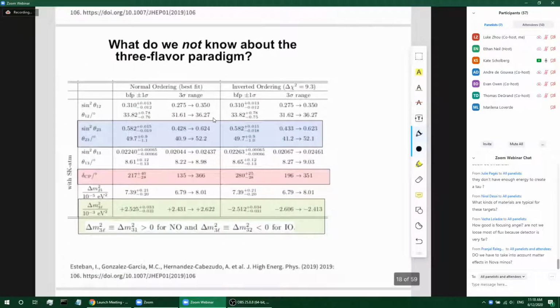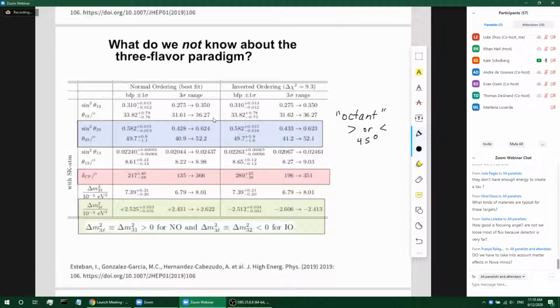And so what do we not know? The things highlighted here in the colors are it. We know so much now. Of course, you always want to make things more precise, but we know a lot about this picture, though there are still some things not quite perfectly known in this paradigm. And one of them is the so-called octant. This is the answer for the 2-3 mixing angle, so the atmospheric and beam one. Is it greater than or less than 45 degrees?